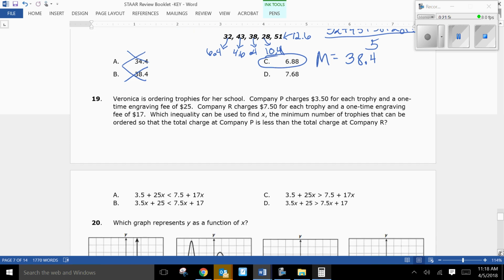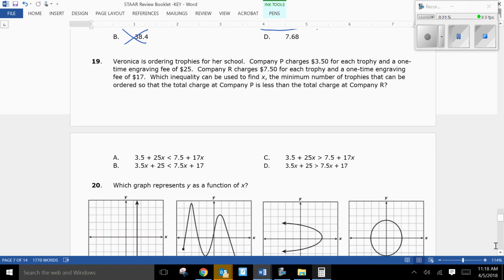Number 19, Veronica is ordering trophies for her school. Company P charges $3.50 for each trophy and a one-time engraving fee of $25. Company R charges $7.50 for each trophy and a one-time engraving fee of $17. Which inequality can be used to find X, the minimum number of trophies that can be ordered so that the total charge at Company P is less than the charge at Company R?